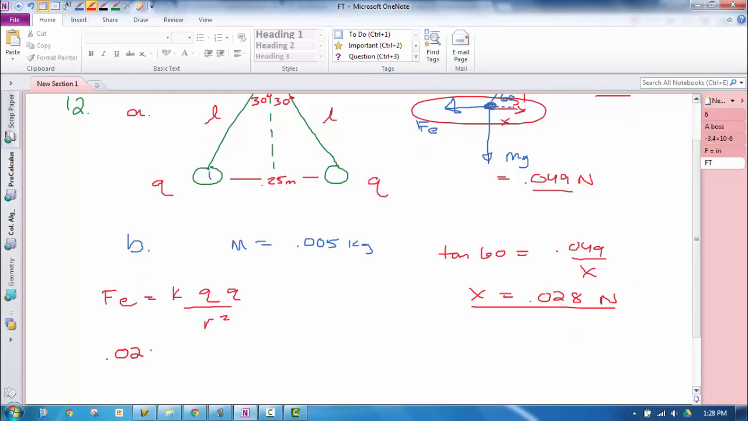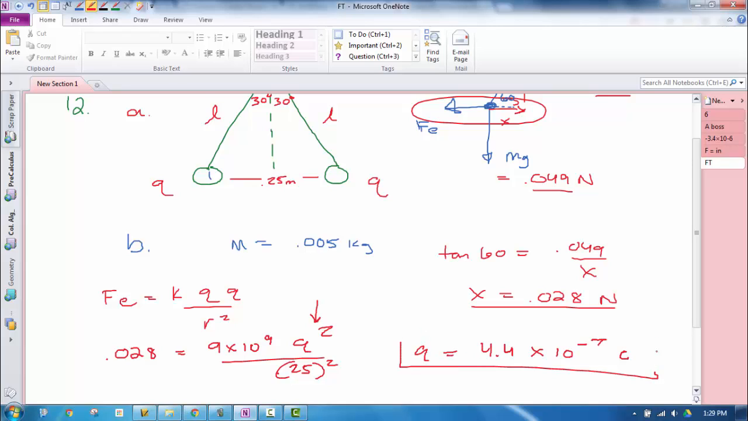k is 9 times 10 to the 9th. We're looking for the charge, and they're both the same, divided by the distance between them, which is 0.25 squared. So we're solving for that Q. We want to multiply both sides by 0.25 squared and divide by 9 times 10 to the 9th. Then take the square root, in which case you get about 4.4 times 10 to the negative 7 coulombs.